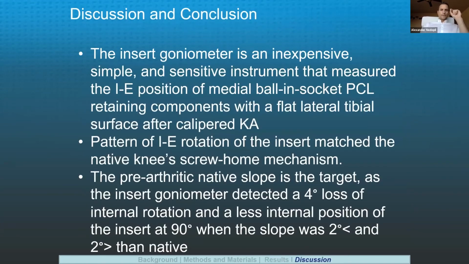So in conclusion, the insert goniometer that I just presented to you is an inexpensive, simple, and quite sensitive instrument that measured the rotational position of the medial ball and socket components with a flat lateral tibial insert, and the pattern of internal external rotation of the insert matched the native knee screw home mechanism after calibrated kinematically aligned total knee replacement. The pre-arthritic native slope is therefore the target, as deviating from the target by 2 degrees decreases your rotational laxity by 4 degrees.